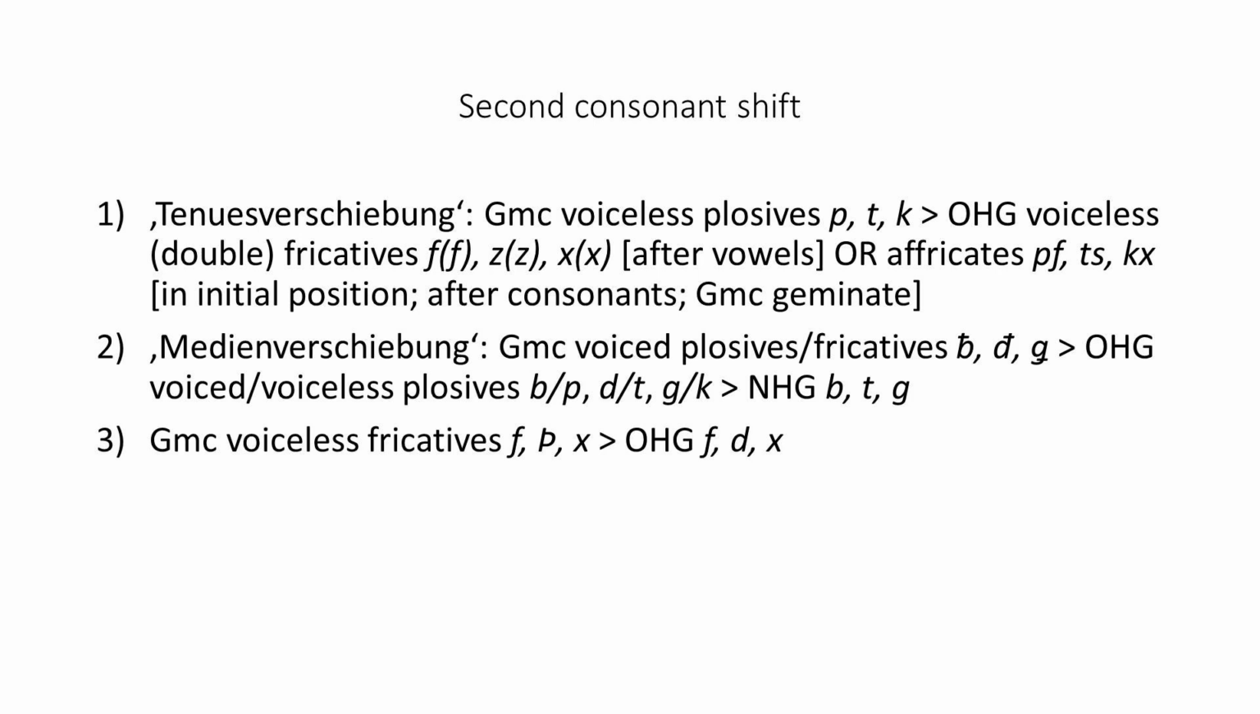The next triple affected are the voiced Germanic fricatives and plosives, the so-called mediae, which in High German either remain voiced or become voiceless. And the third triple, the voiceless Germanic fricatives, which remain unchanged except for the dental, which becomes a voiced plosive in High German. In the following section, we will concentrate on the development of the voiceless plosives.